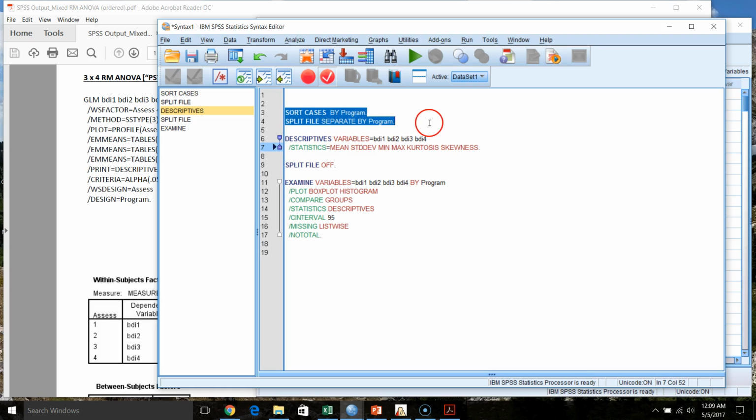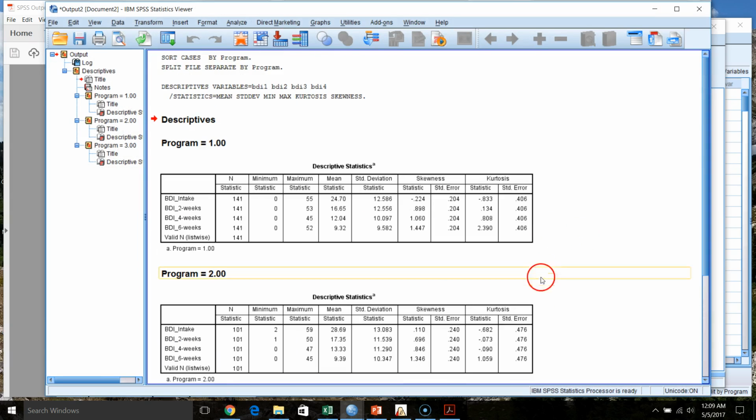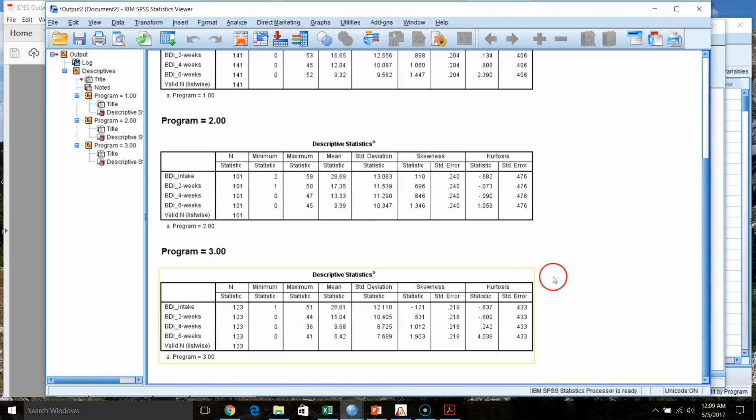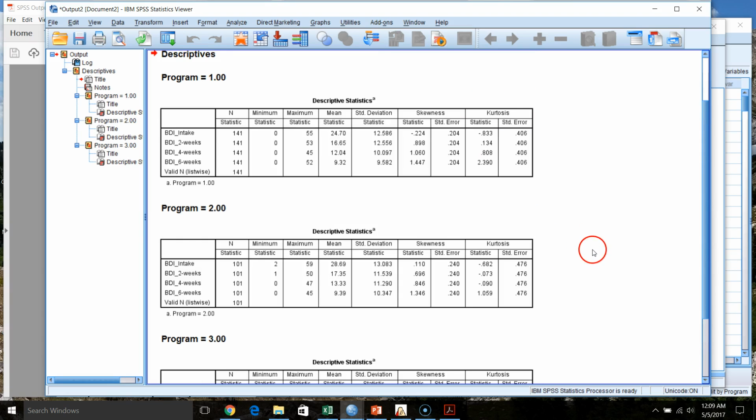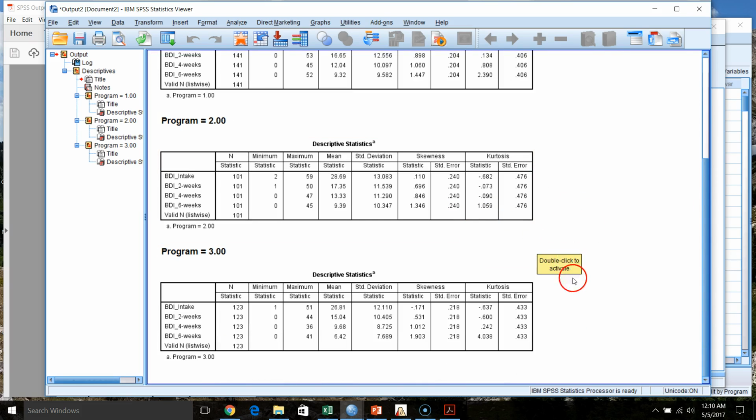So if we sort cases by program, what this is going to do is split the file by the different programs, and we just look at our descriptive statistics. We're going to see all of our values are within range, which is good. And then looking at our indices of distribution, our skew and kurtosis values, it looks like we're maybe a little kurtotic at week 6 in program 1. Things are looking okay in program 2. Pretty kurtotic in program 3 by the time we hit week 6.